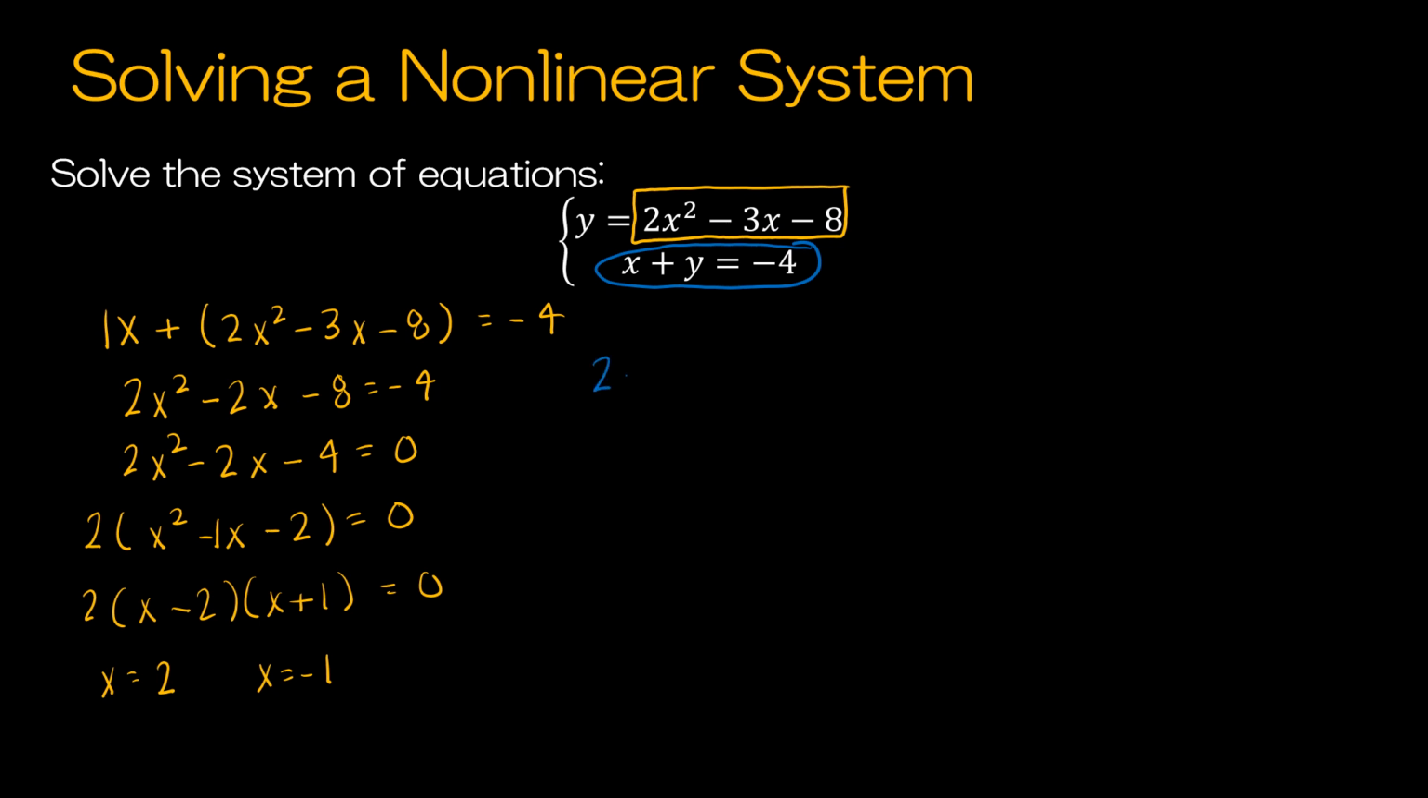I'm replacing x with 2. 2 plus y is -4. Subtract 2 from each side, I get -6. So that point is (2, -6). And then -1 plus y is -4. Add 1 to each side, y is equal to -3. So that point is (-1, -3).